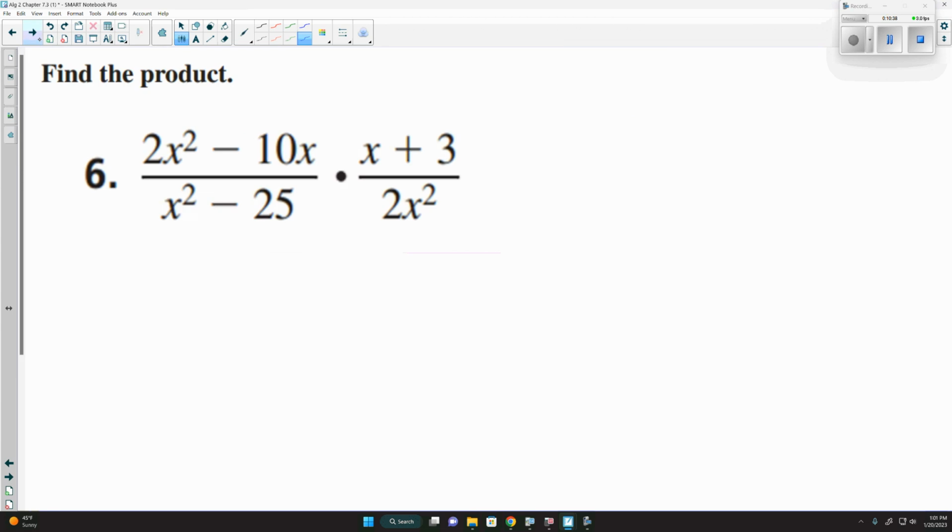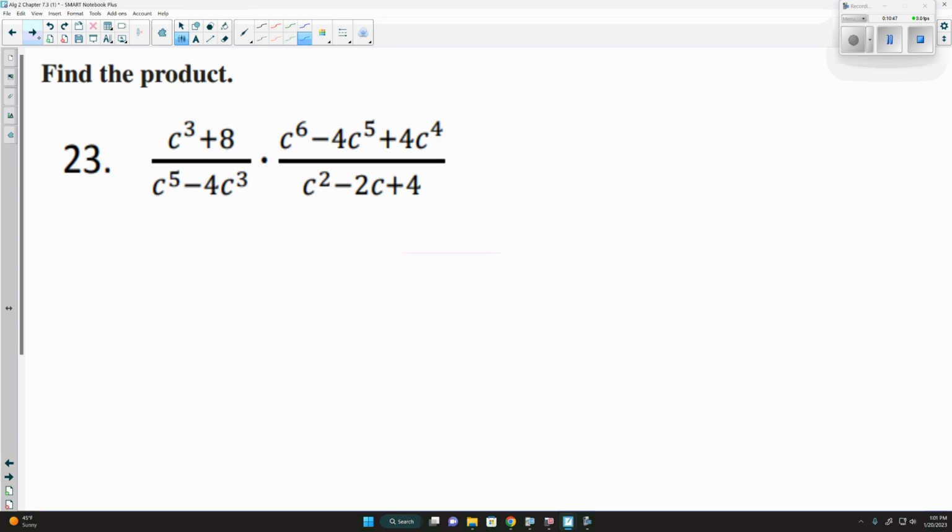I think y'all are feeling comfortable with these here, yes? This isn't really anything different. We have a greatest common factor on top, difference of perfect squares. Not too much to speak of.